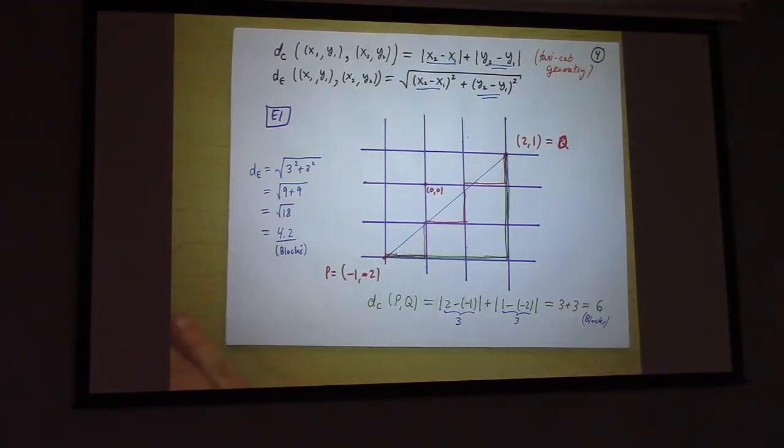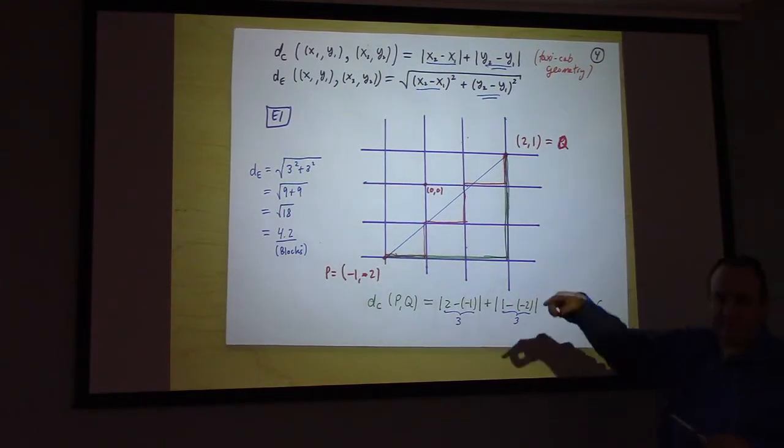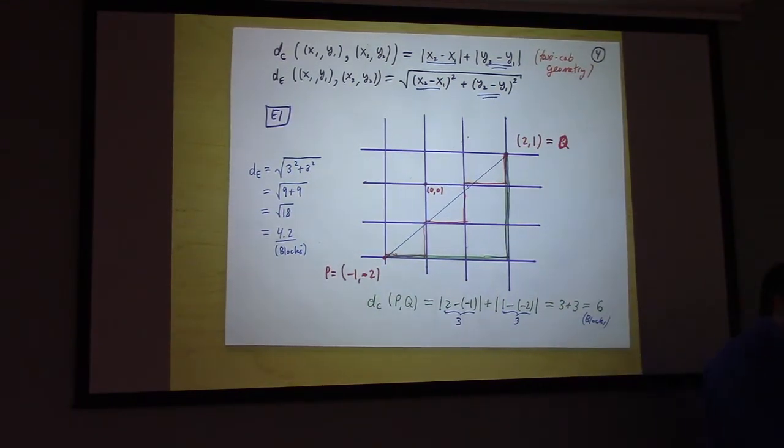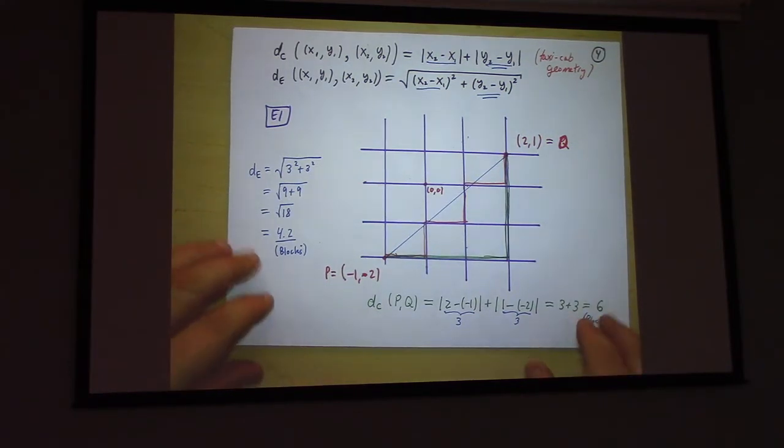Now, how could you shorten the distance from P to Q? Well, if you had a drone, you could just fly the straight distance. Or if you had a helicopter, whatever. Any questions? Does this make sense, what I'm talking about? Yes, no, maybe so? All right, so that's taxi cab geometry.